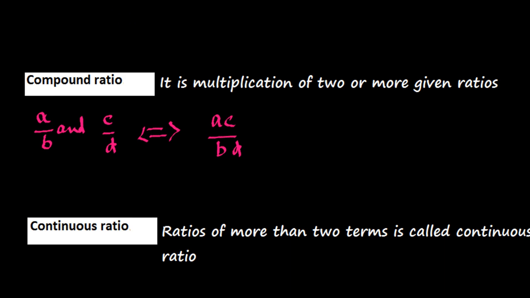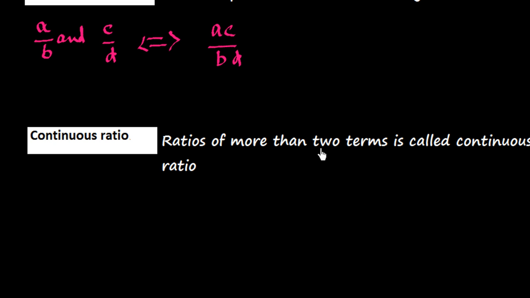So now we see the continuous ratio. The ratio of more than 2 terms is called the continuous ratio. Like if we have terms A, B, C, we could write A is to B is to C. So this is a continuous ratio. If we have the consumption of wheat, rice and sugar, 3 quantities of the same kind, we find out their consumption in a month. So we could write in this way.